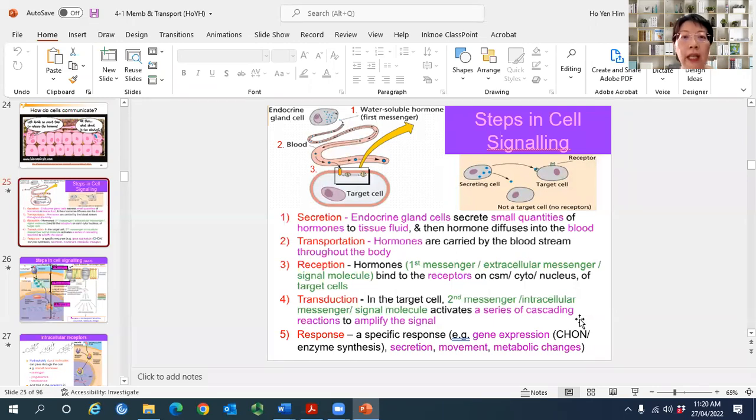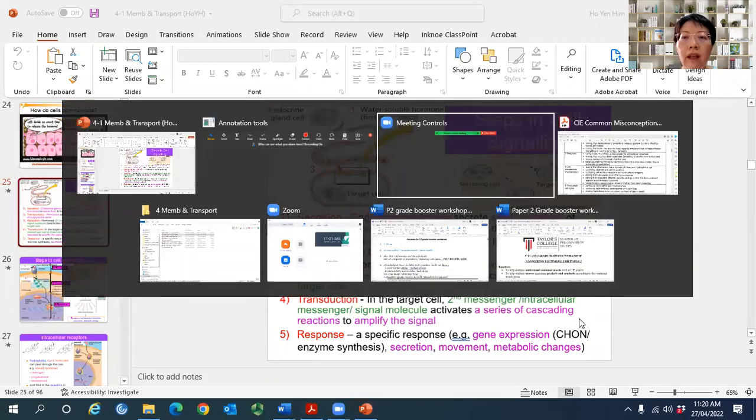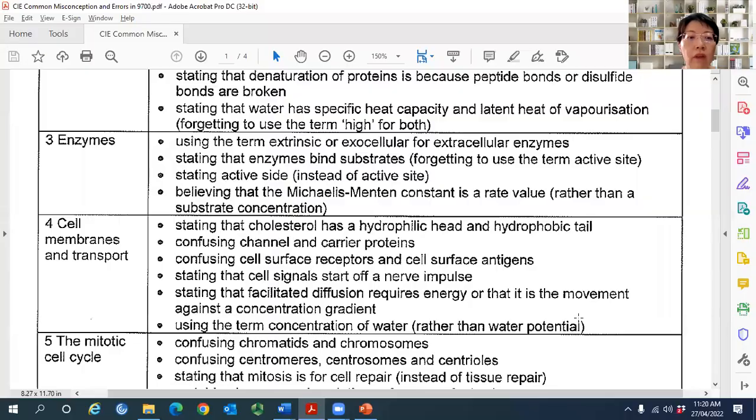related to cell signaling. Okay, so always go back to what you have learned. That's what you need to write. Very easy. What they want to give marks for is what you have learned.